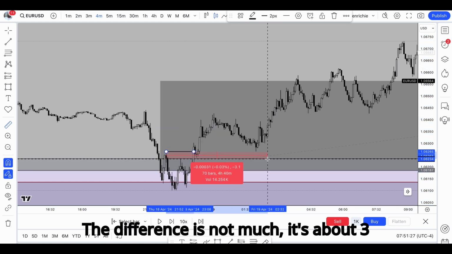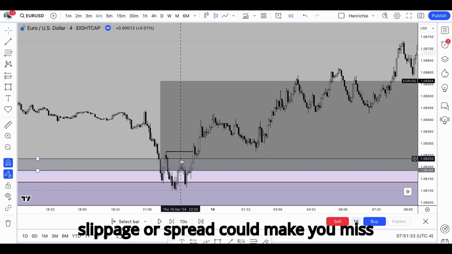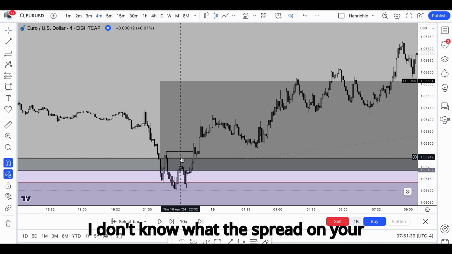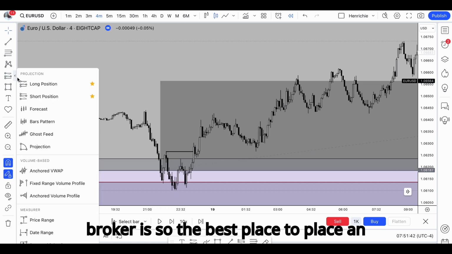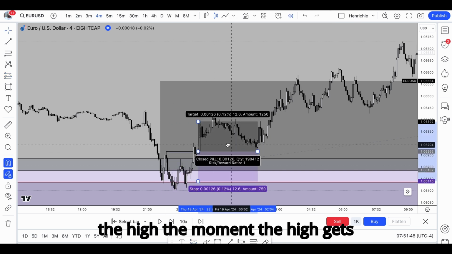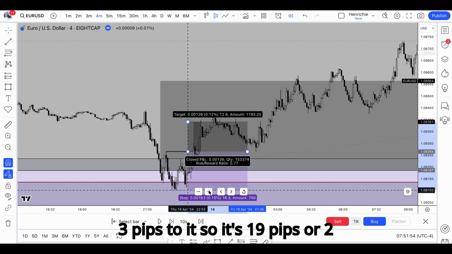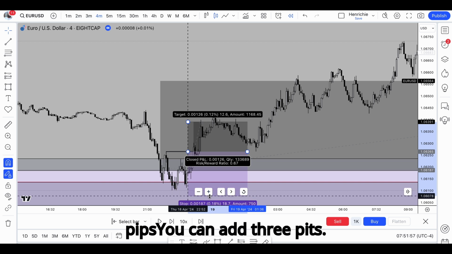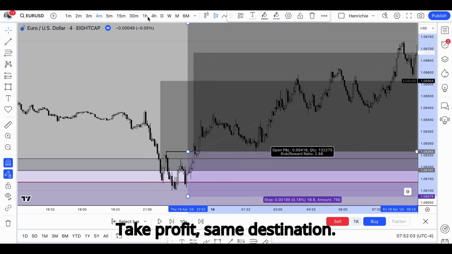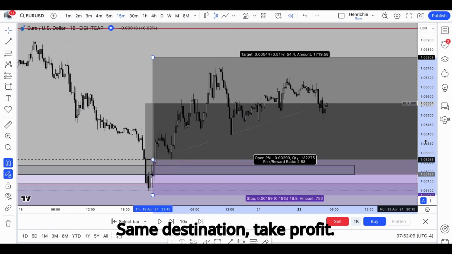It's about 3 pips. So if you use this high here, slippage or spread could make you miss that trade because it's just 3 pips. I don't know what the spread on your broker is. So the best place to place an entry is right here, the high. The moment the high gets broken, use it as an entry, with stop loss at this low. You can add 3 pips to it, so it's 19 pips or 22 pips. Take profit, same destination.